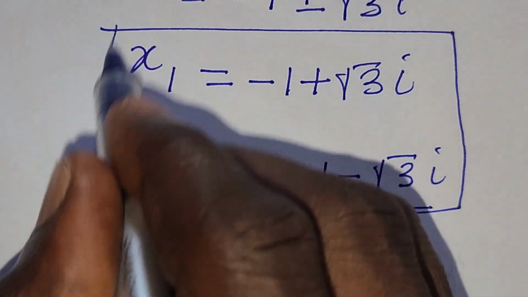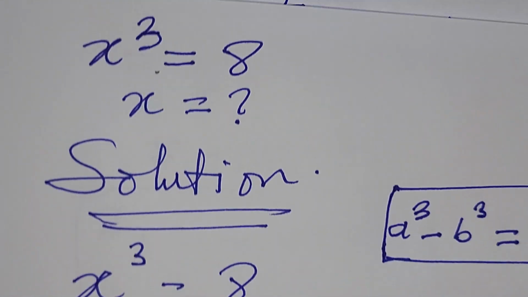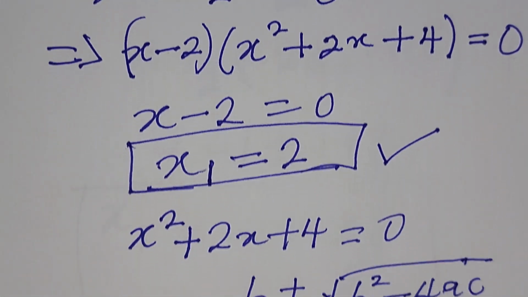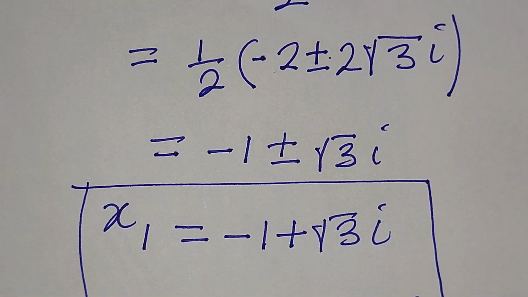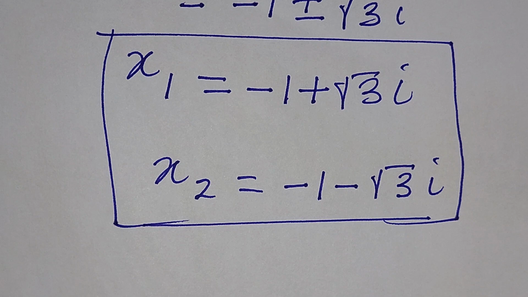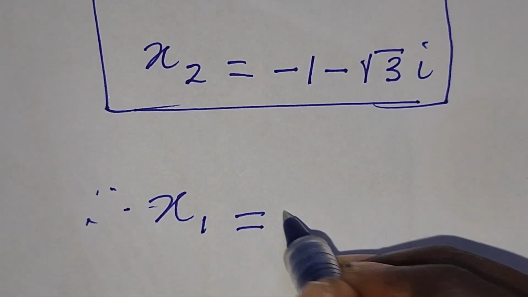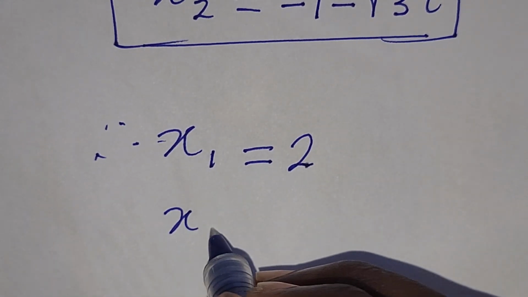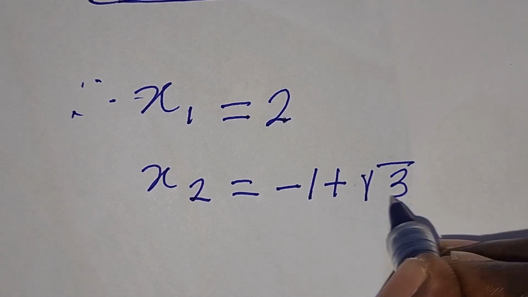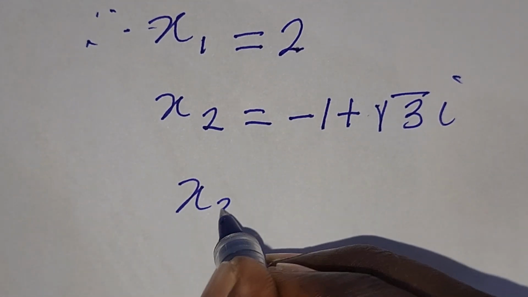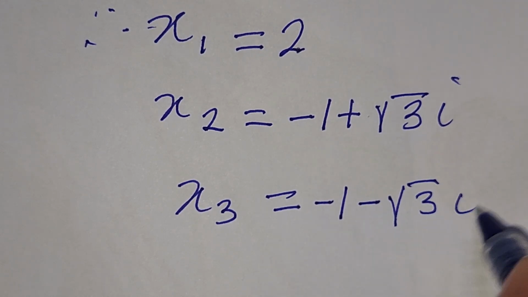Okay, so we have our x1, x2. But remember we have solved for our x1 already from here. Look at our x1 here. So we have 3 roots to this expression. So what are the 3 roots here now? Therefore, our x1 is equal to 2, our x2 is equal to minus 1 plus the square root of 3 iota, and x3 is equal to minus 1 minus the square root of 3 iota.